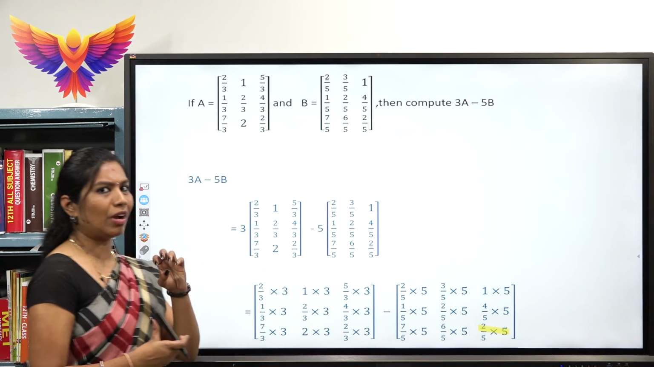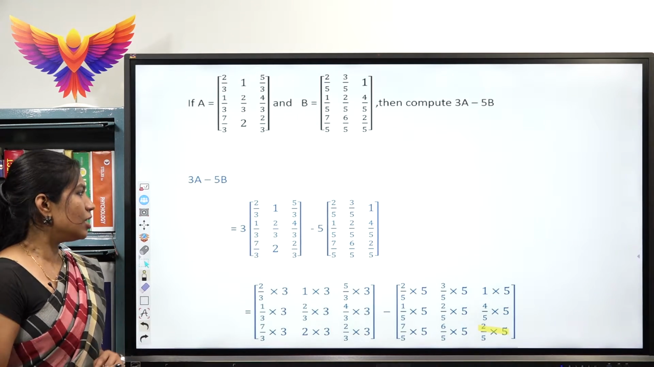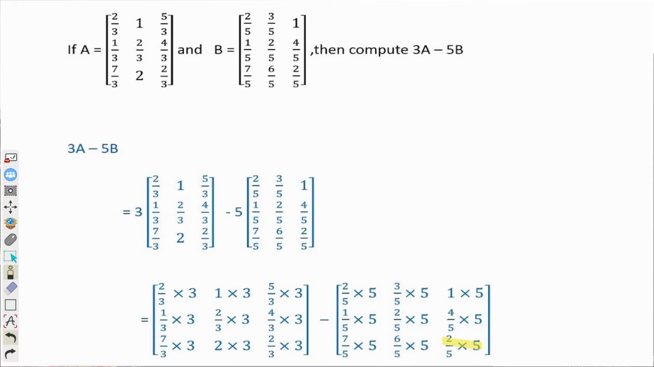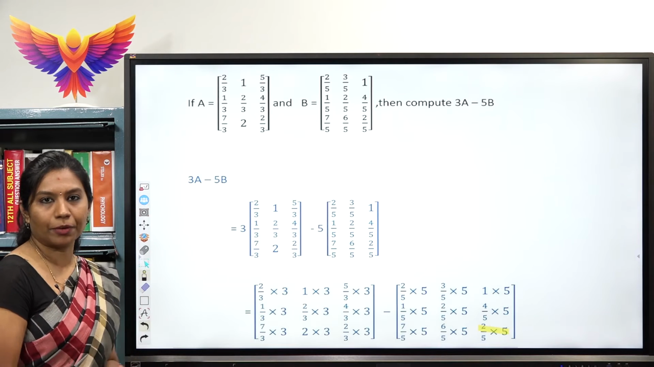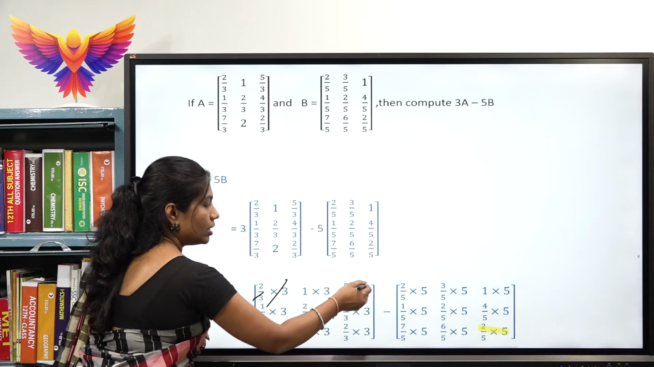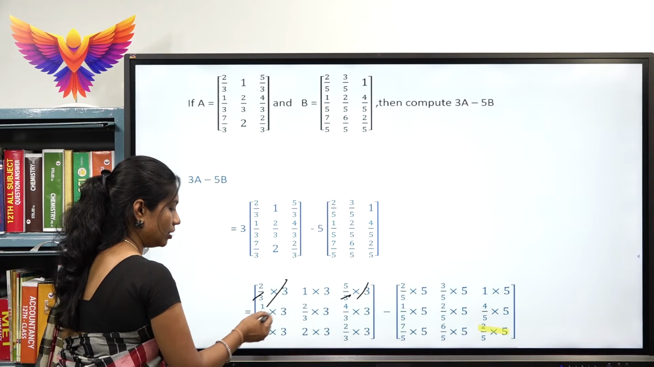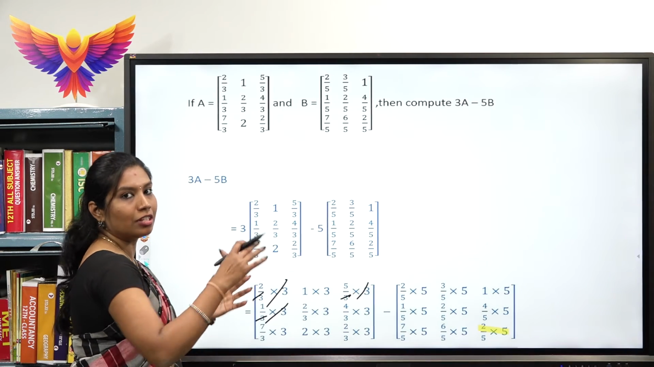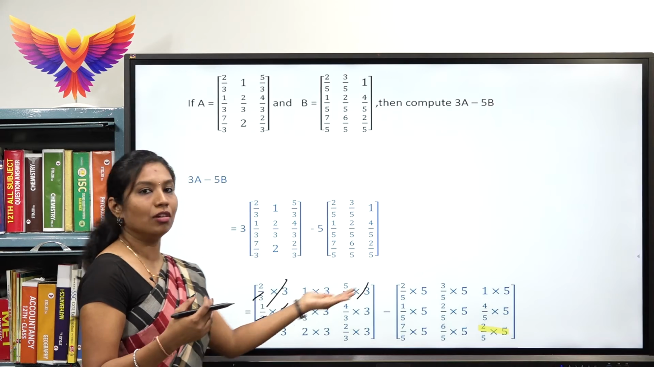Similar way, it is 5 into 7 by 5, 5 into 6 by 5 and 5 into 2 by 5. So, here one easy thing that we can do is, since we have the common denominator, I can cancel out the terms which are common here. That is, this 3 and this 3 can be cancelled, this 3 and this 3 can be cancelled. Same way, here this and this can be cancelled. We can further simplify and then we can go with the subtraction.